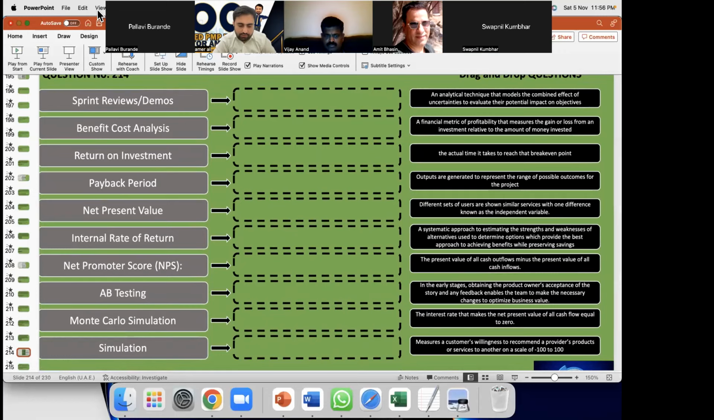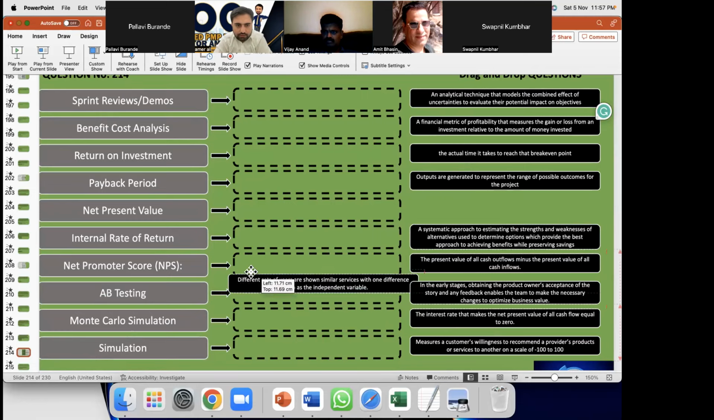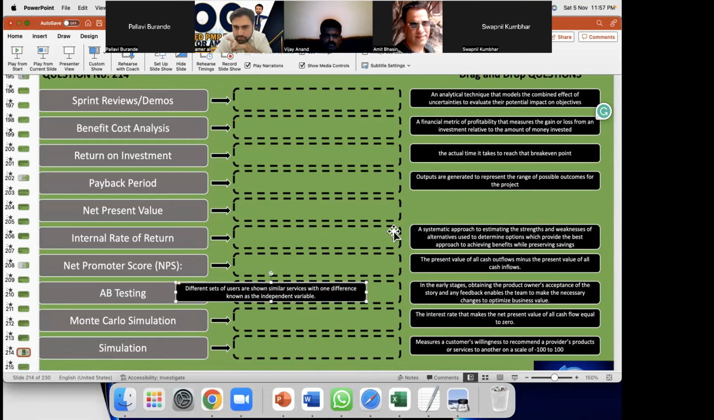An analytical technique that models the combined effect of uncertainties to evaluate the financial metric of profitability. Okay, this is finding, I will see later. So the different sets of users are shown, that can be A/B testing. Which one? The fifth one, I think. Okay. So then we can alternate to determine which provides the best approach to achieving benefits. Sprint review.